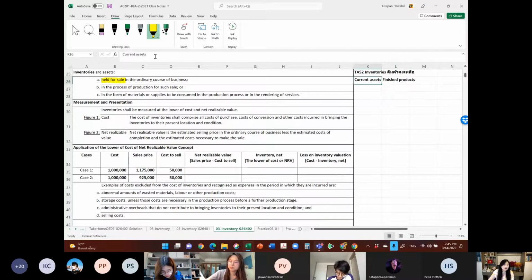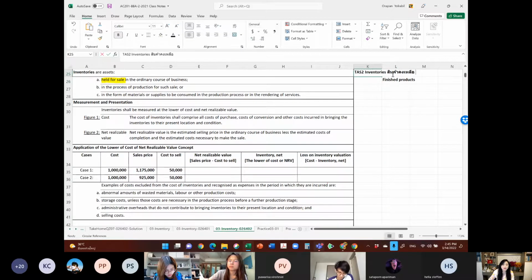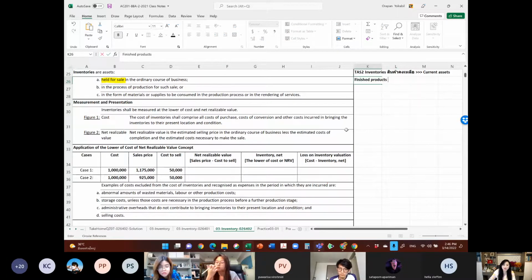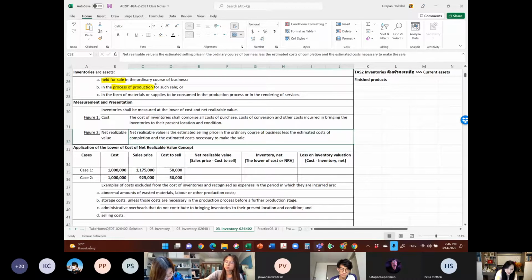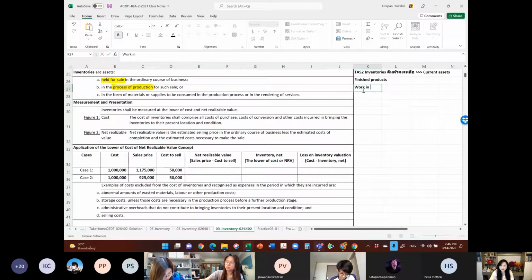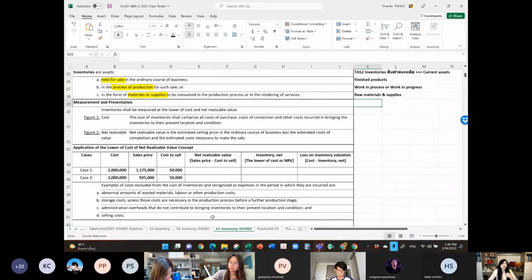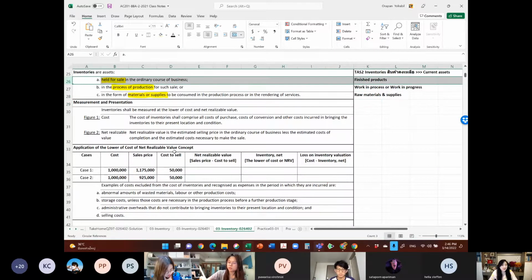Let me take the current asset from here to here. All right, if you have the products that are ready for sale, then it is called finished products. And over here, if you have the product that's still in process, then we call this work in process or work in progress. Whatever you want to call, they are just the same. And then lastly, you may have the materials and supplies. Here we call raw materials and supplies. So there are 3 different forms of the inventory: finished products, work in process and the raw materials and supplies.